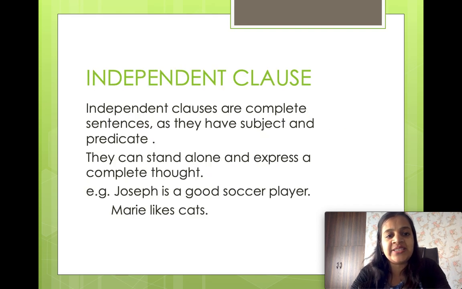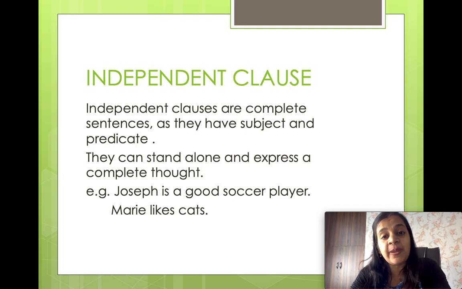Now let's see what is an independent clause. Let me tell you, independent clause is also called the principal clause or the main clause. These are the other names given to the independent clause. Independent clauses are complete sentences as they have subject and predicate.